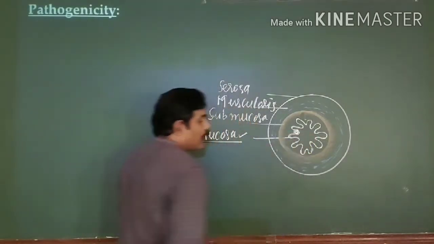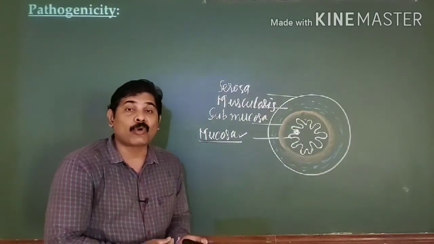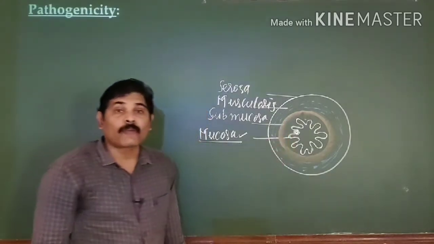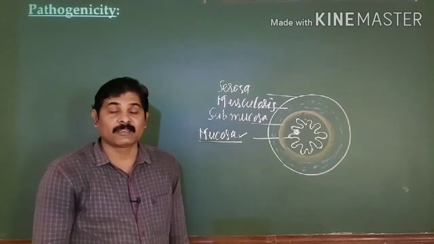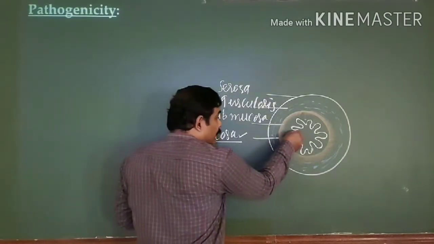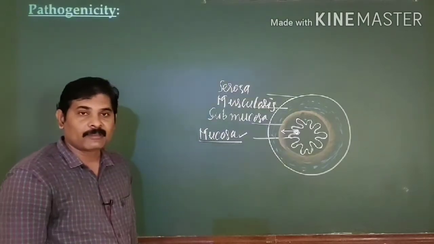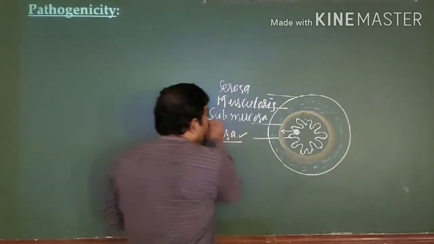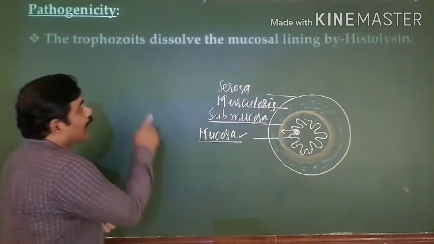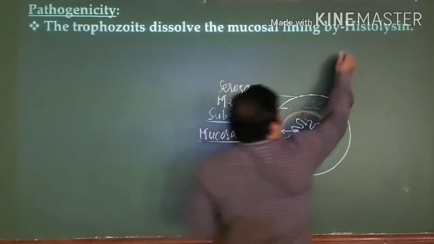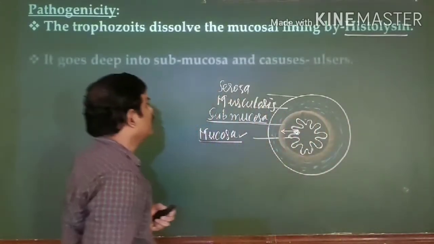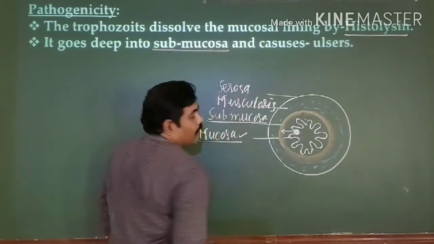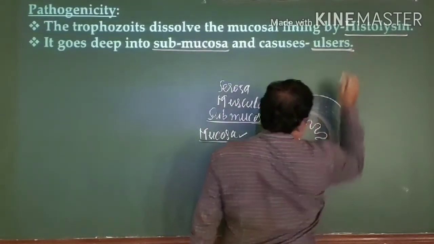in your mucosa. Then it releases histolysin, a particular kind of enzyme, and this enzyme acts on the tissues of your mucosa and dissolves them, so that it can go deep into your submucosa also. So by dissolving the tissues in the mucosa, they go deep into your submucosa, and finally it causes ulcers. As I said, histolysin is an enzyme released by this. Thereafter, it goes deep into your submucosa and causes ulcers within this.